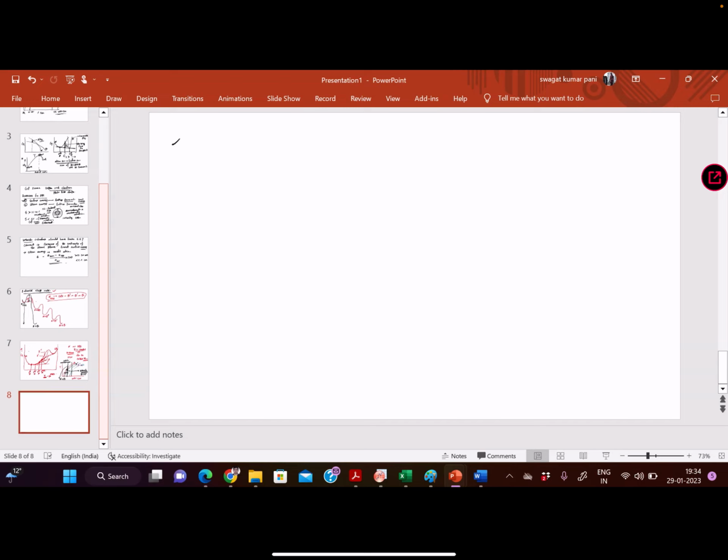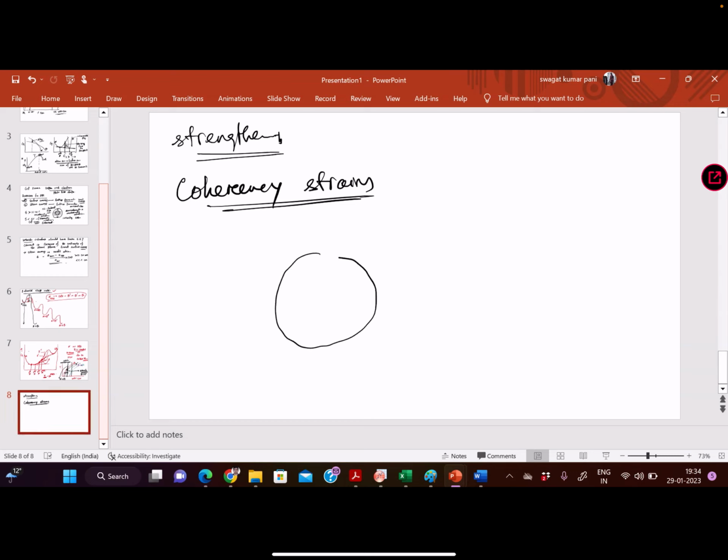So where does the strengthening come from? The main strengthening comes from the coherency strengths. So what are these? Suppose we have a particle. It has its atomic planes like this, and we have a matrix outside it.